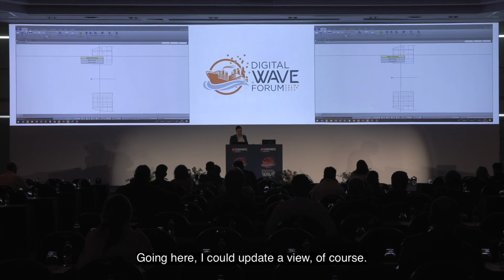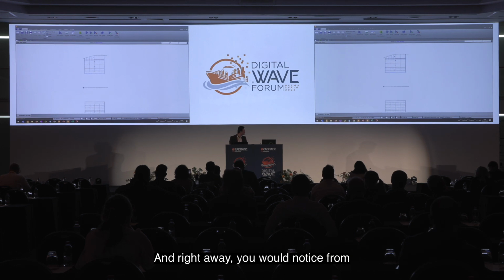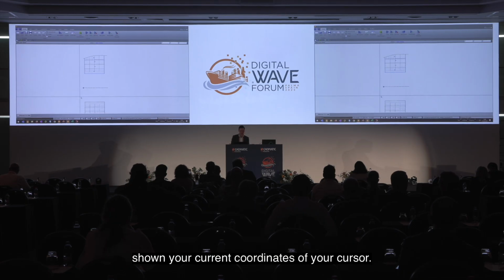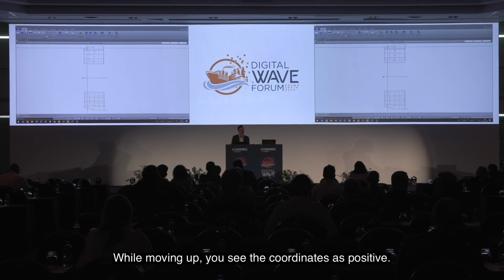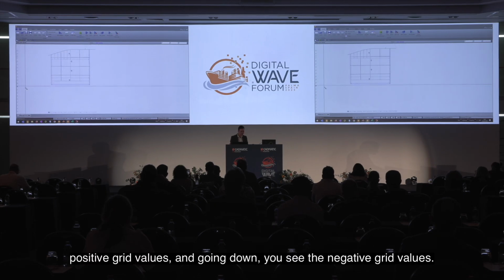Going here, I could update the view, of course. And right away, you would notice from the bottom corner, where everything is shown, your current cursor coordinates. The starboard side is shown as negative, while moving up, you see the coordinates as positive. Also for the grid itself, it's maybe good enough to see. So you see all the different positive grid values, and going down, you see the negative grid values.